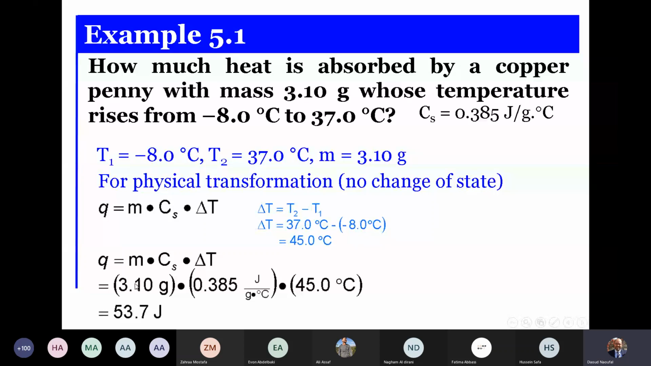Q equals m Cs delta T, where m equals 3.10 times Cs, which is given as 0.385 joule per gram per degree, times delta T of 45, so Q equals 53.7 joule. What is the meaning of this value? In other words, if you give to a piece of copper with mass 3.10 grams, for example, 53.7 joule as heat, as energy, you will increase its temperature from initially -8 to a final temperature equal to 37.